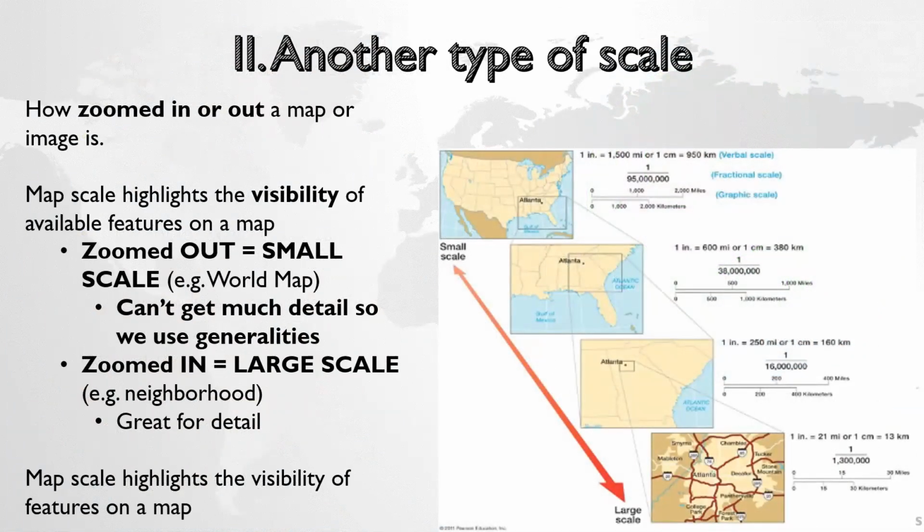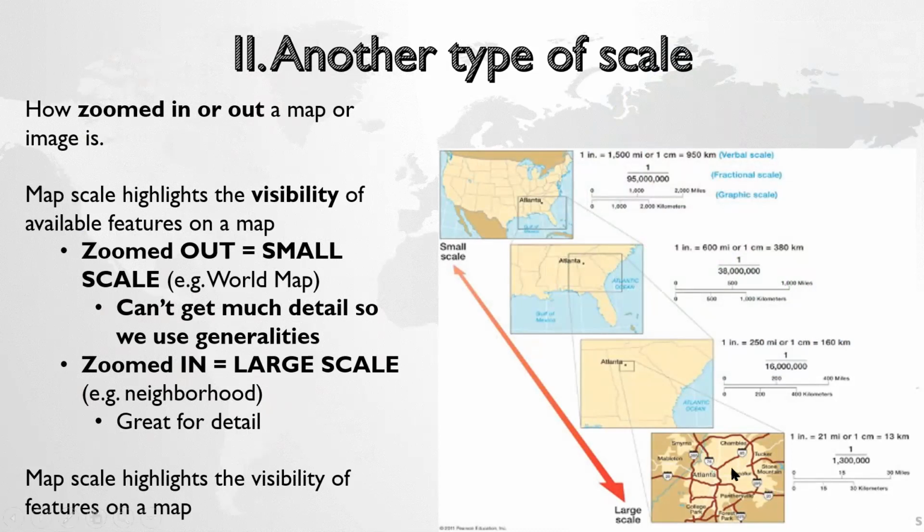So here's another type of scale to consider before we look at scales of analysis. You could consider how zoomed in or zoomed out we are on a map or image. Map scale highlights the visibility of available features on a map. So if we're looking at a map of the world, that would be a small scale map, believe it or not. The reason is because we're zoomed out. We're not looking at many details, so we have to use generalities.